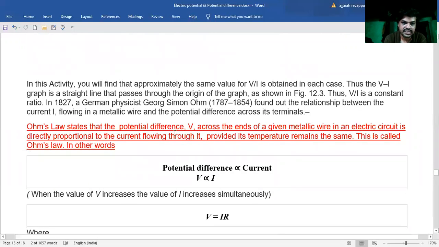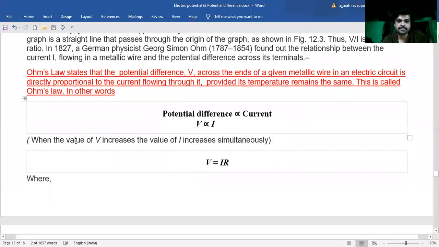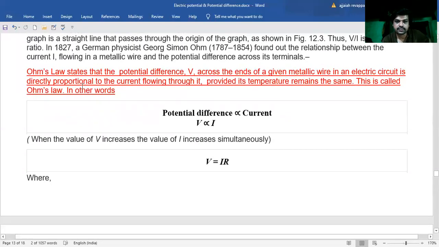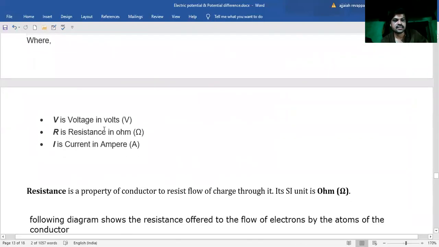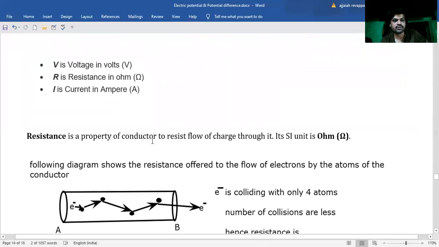Next, the statement of Ohm's law. It's most important. So learn this statement by heart; first you understand, then you practice it. Then the mathematical expression for Ohm's law. So V is equal to IR, where R is the resistance. So what is resistance? It is a property of a conductor to resist the flow of electric current through it, or charges through it, or electrons through it. It is denoted by capital R. Its SI unit is ohm.